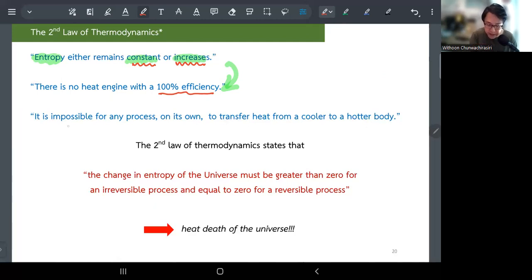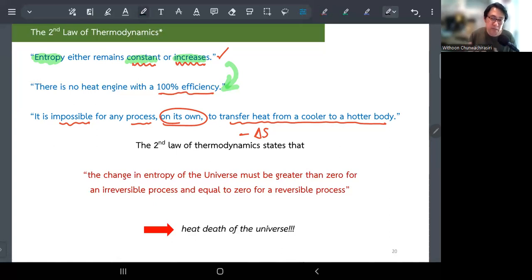So that's why it's impossible for any process on its own to transfer heat from a cooler to a hotter body, because that would be doing something in reverse. And when you want to do something in reverse by itself, it turns out you're going to get a negative delta S, which goes against the first sentence over there saying that entropy will never go smaller. So a process where heat transfers from cold to hot would give you a negative change in entropy, and that's not possible.